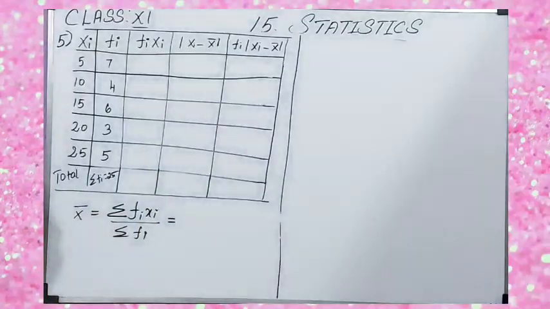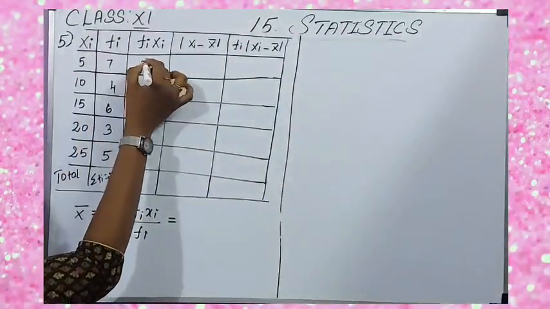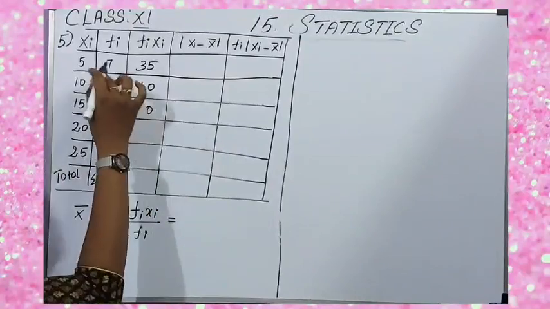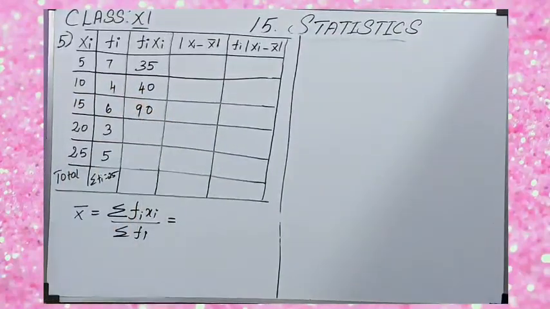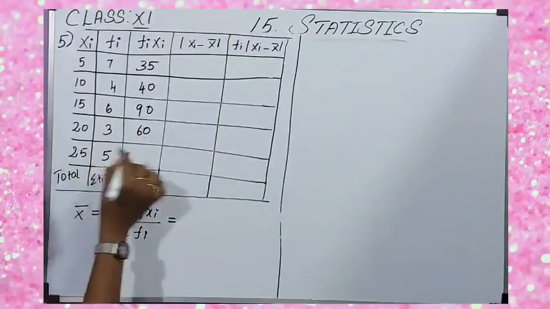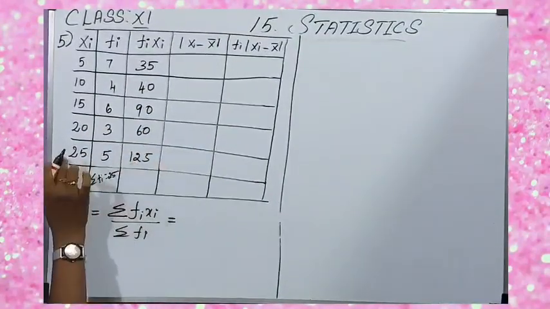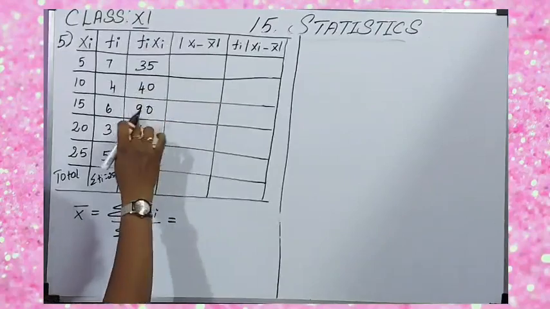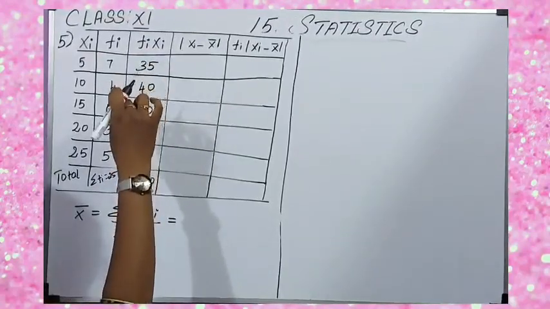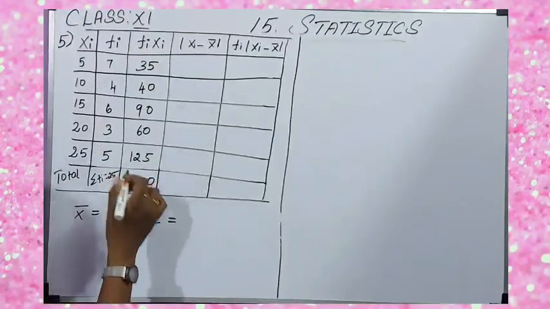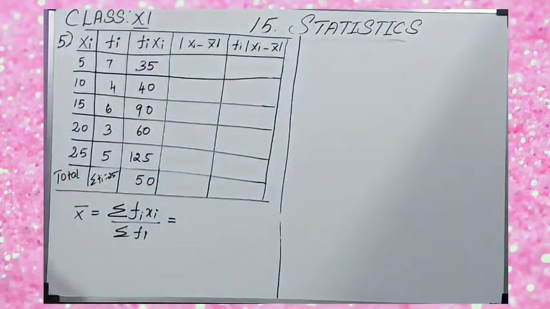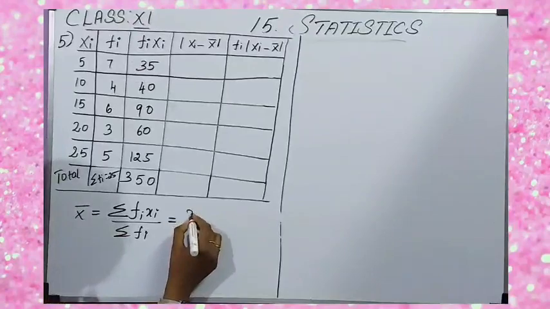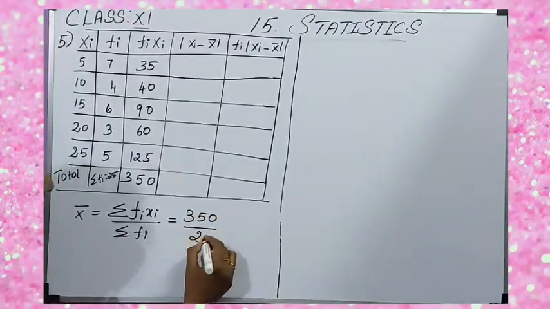Now let me find out sigma fi xi. Multiply: 7 fives are 35, 10 fours are 40. So 15 into 6, 5 sixes are 30, balance 3, 6 ones are 6, plus 3 is 9, 3 twos are 6, 0. 5 fives are 25, balance 2, 5 twos are 10, is 125. So when you add, you get 350. So the value is 350.